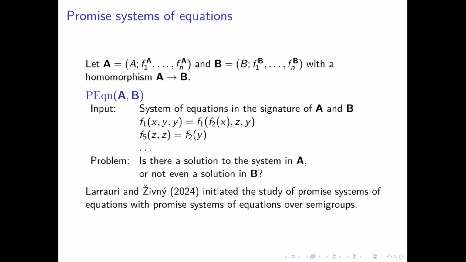This is a relatively new topic. So this paper by Larrauri and Zivný in 2024 looked at promise systems of equations over semigroups, in particular, they got a result for monoids in terms of looking at the computational complexity of this problem. And so the goal of this talk is to generalize some of the results, talk about generalizations of some of the results that they have.